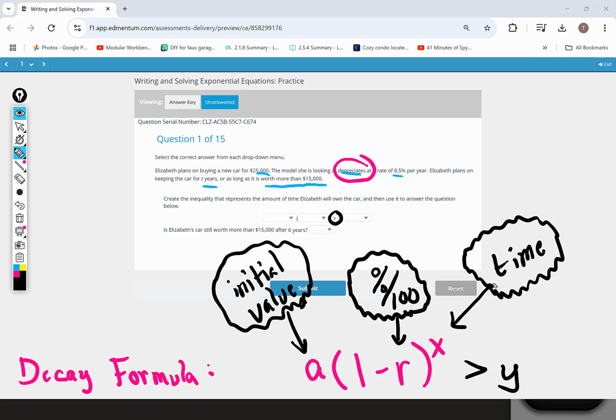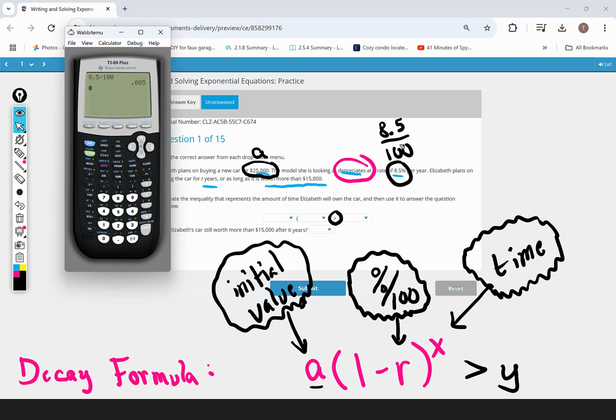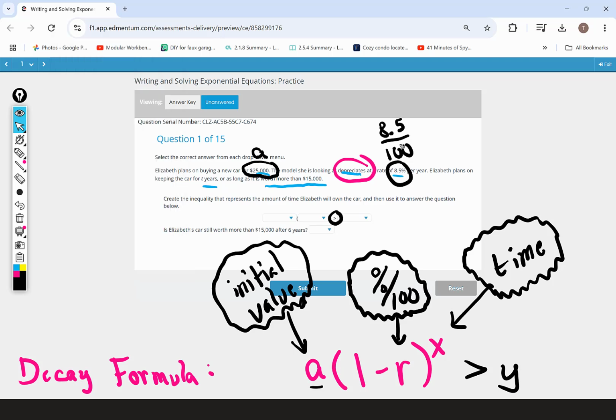Okay, so now let's go through. What is the initial value? Well, it's the amount she purchased the car for. So we're going to replace A with 25,000 in just a second. Our rate, we can see clearly here, is 8.5. 8.5 divided by 100 is just 0.085. You can put that in the calculator, or you can just remember to move the decimal over to the left 2 units. So 0.085, this is my R.